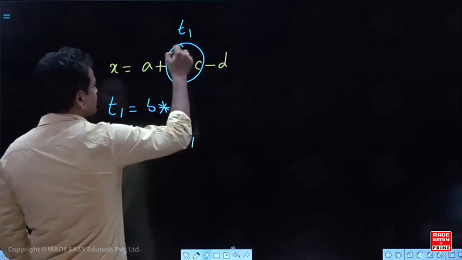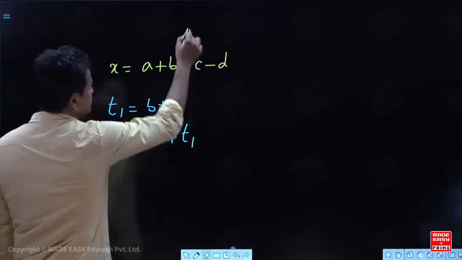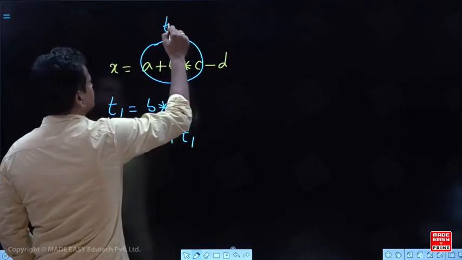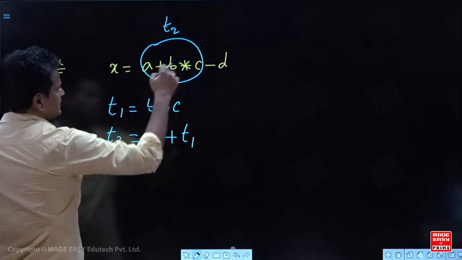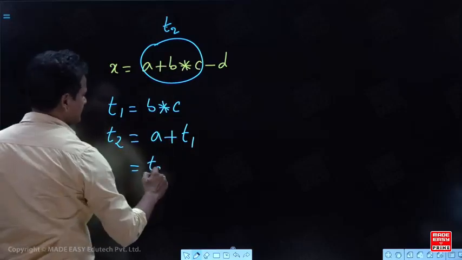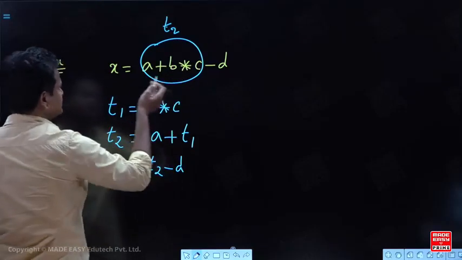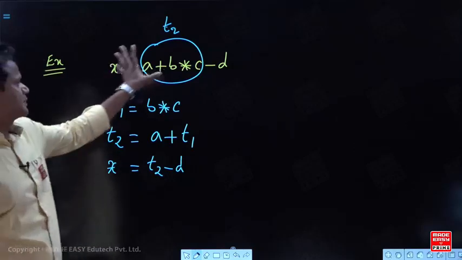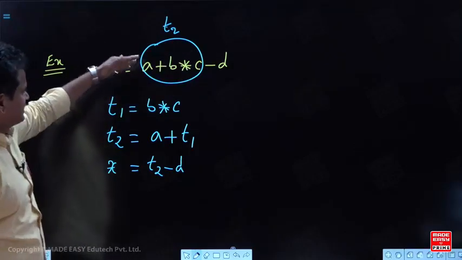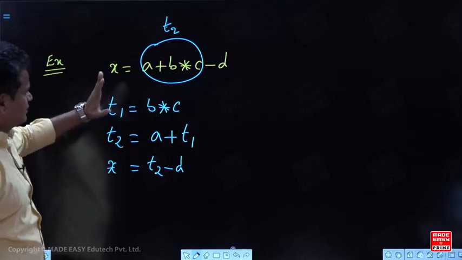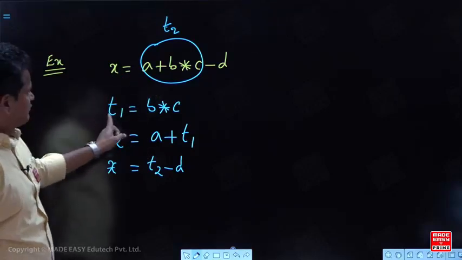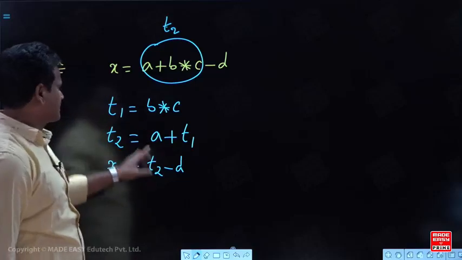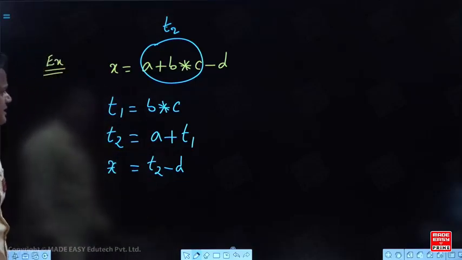Okay. Now this result, this A plus B star C, we have in T2. Now T2 minus D we required, which we store in X. So if you look at this one, it is a single expression. For this single expression, we have written the 3 address code, and in every 3 address statement, there are maximum 3 variables, and maximum 1 operator other than the assignment. So this is the 3 address code.